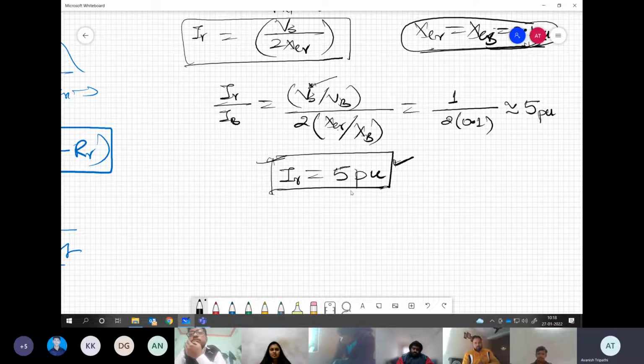And when I say per unit, this is true for any power rating. You can simply scale it with the base current or the rated current. So you can see how it will be.